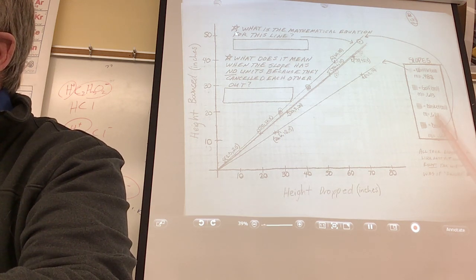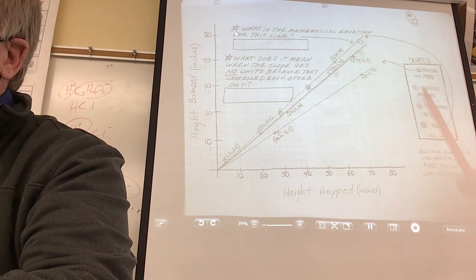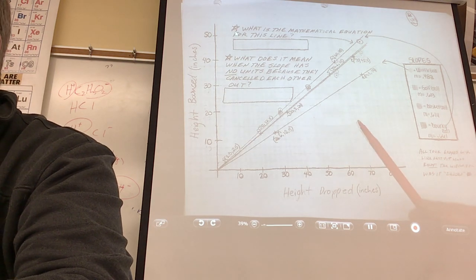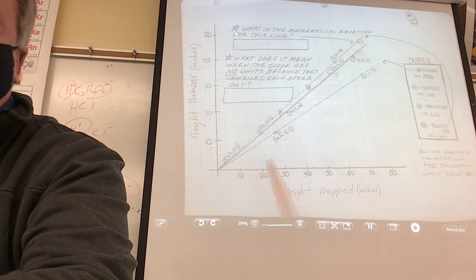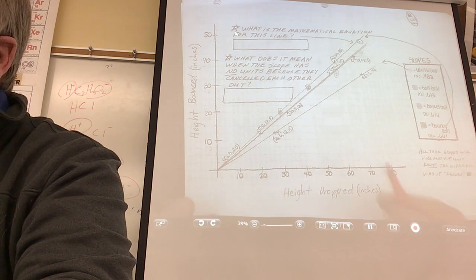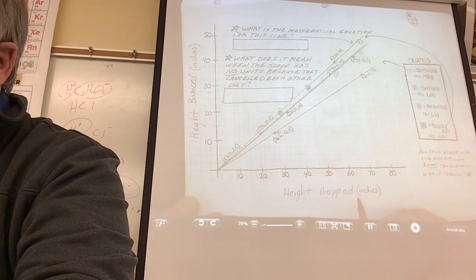They did a basketball. They did a golf ball. They did a wiffle ball. And that's what I liked about it. That was a really good extra credit experiment. And they did each one of them 3 times and found the average. You see that? Anyway, they did a really good job on their data.